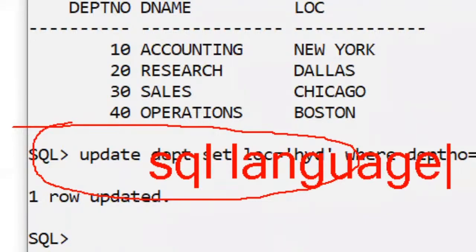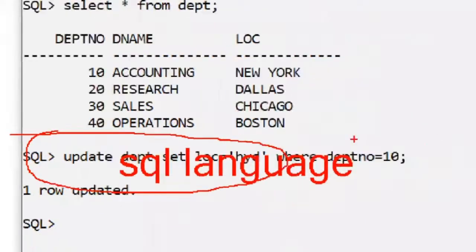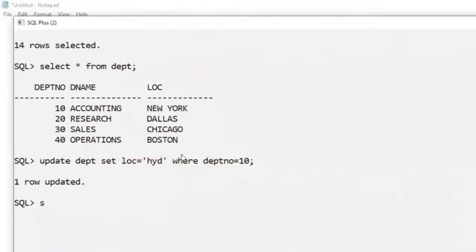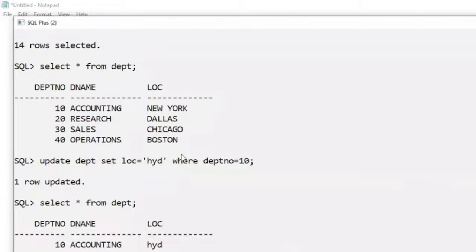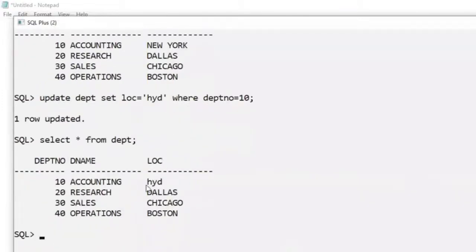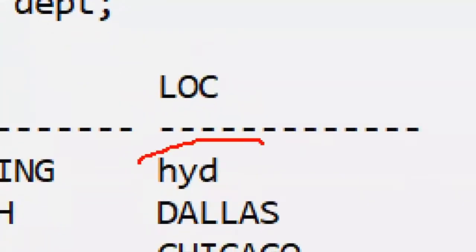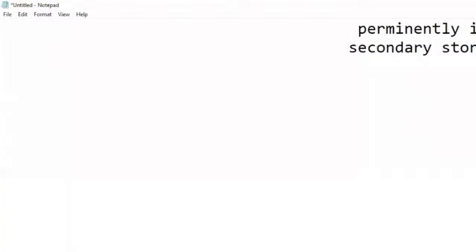Now observe here. Once we write this type of coding, which is called the SQL language, it is automatically reflected in your database. Observe here, your database: in the previous case New York is there, but in this case Hyderabad is the location, yes or not? That's why always observe here.